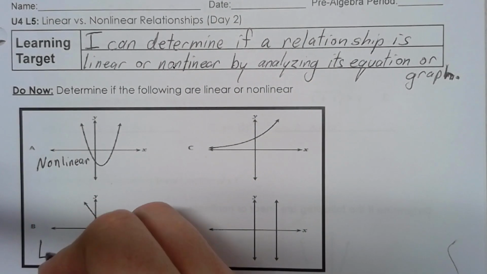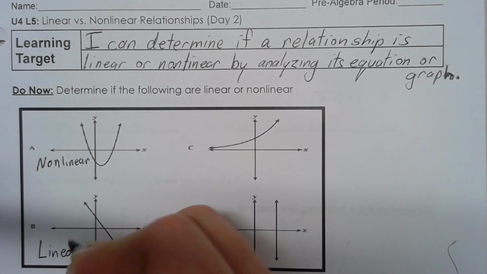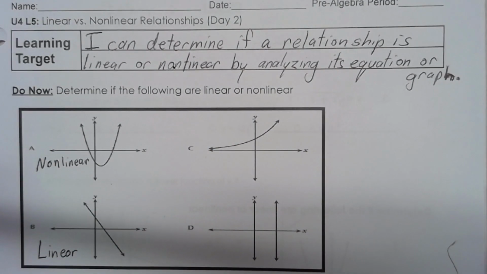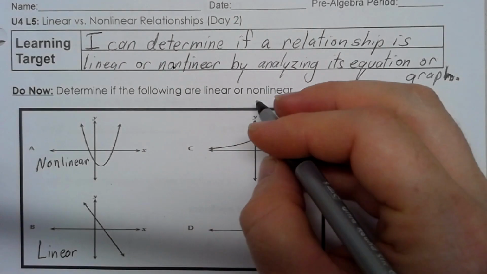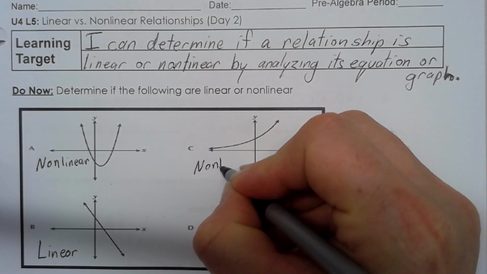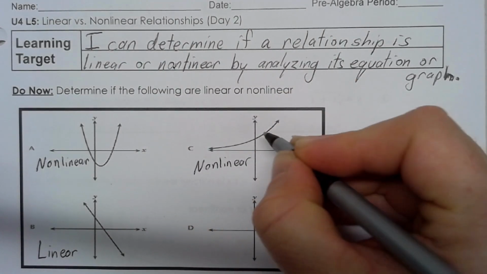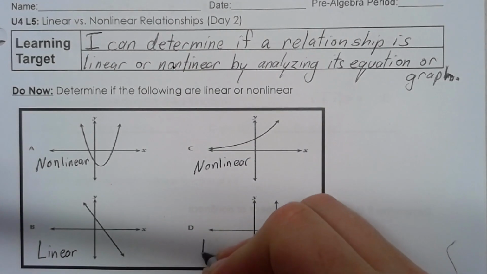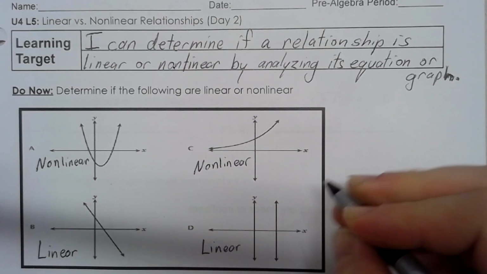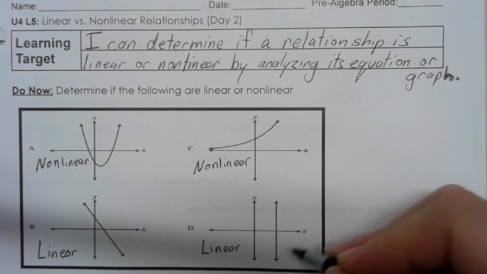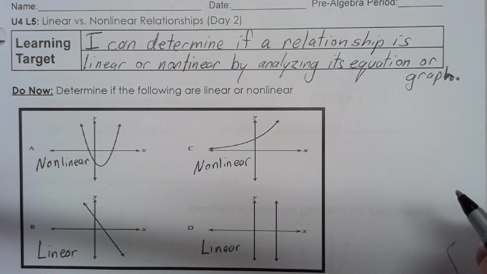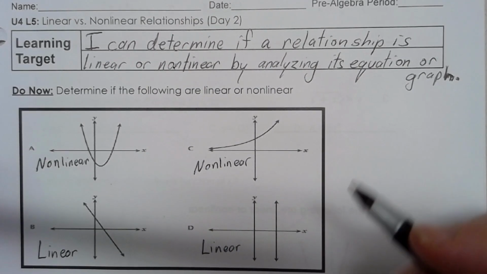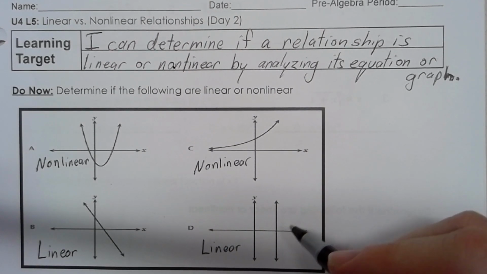B is a linear graph because it's a perfectly straight line that you could draw with a ruler. C is non-linear because it is a curved graph. D is linear because this line could be drawn with a ruler. It's a perfectly straight line. That's it. So pause it if you need to take those notes. I'm going to slide up here.